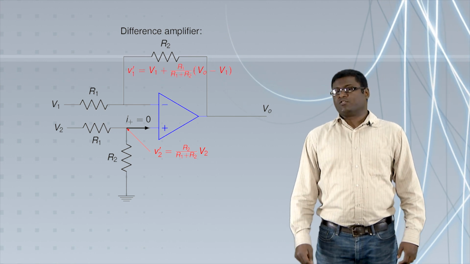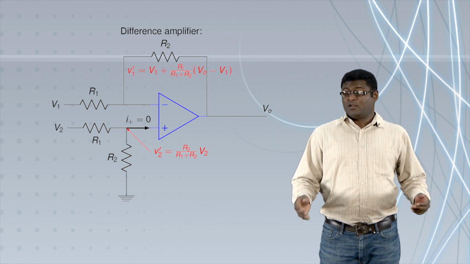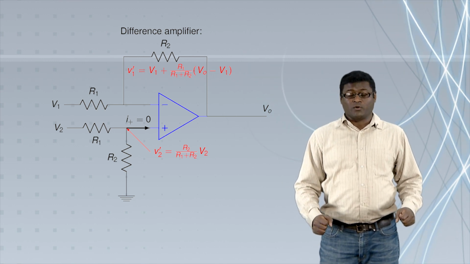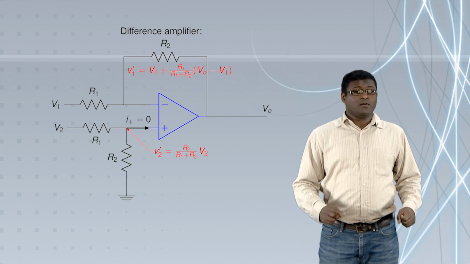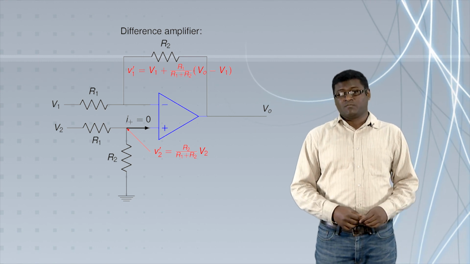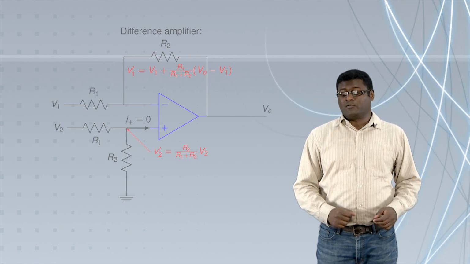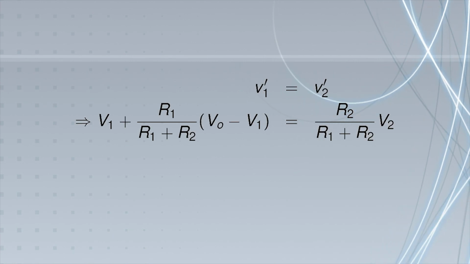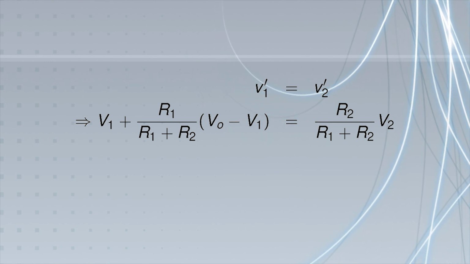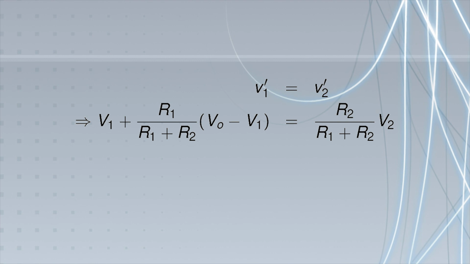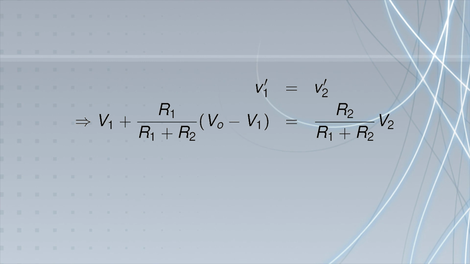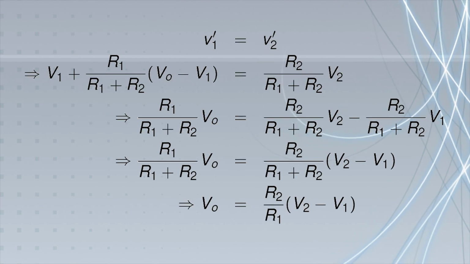Now since there is no current going in or out of the inverting pin, the resistors R1 and R2 on the bottom also form a voltage divider. Okay. This means V1 prime is equal to V1 plus the voltage drop across R1. Since it's a voltage divider, this will be equal to V1 plus R1 over R1 plus R2 times VO minus V1, because VO minus V1 is the total voltage drop. Now, using the virtual short, we can say V2 prime will be equal to V1 prime. Shuffle things around and you get your result.